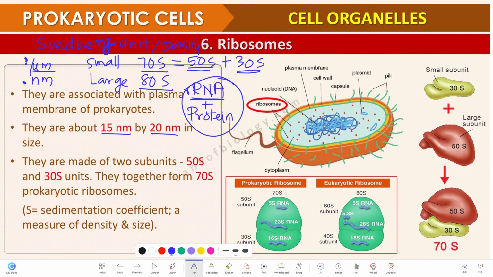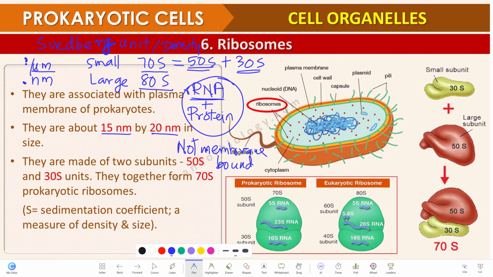So what's the structure of ribosome? In bacteria, you find what kind of ribosome? 70S. Ribosome is not membrane bound. That means it's not surrounded by any membrane. Both eukaryote and prokaryote have ribosomes, and they're not surrounded by membrane. So that's a similarity.